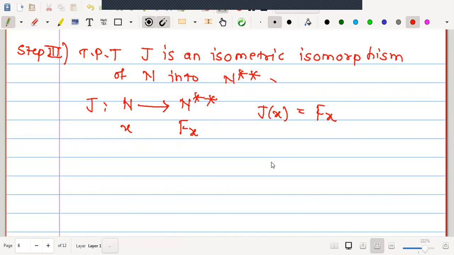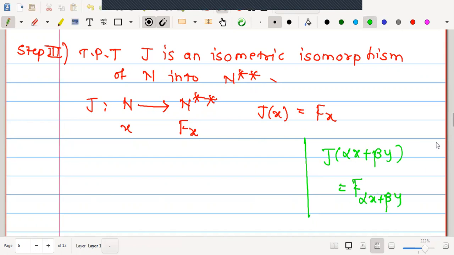Now, if I want to prove linearity of J, look at this definition. If I take J of alpha x plus beta y, it will be f of alpha x plus beta y, which will be somewhat complicated. Our aim is to prove that this is equal to alpha Jx plus beta Jy, that is alpha fx plus beta fy. It will be somewhat tedious to prove.